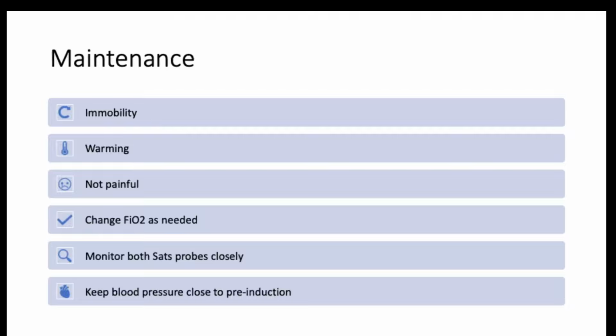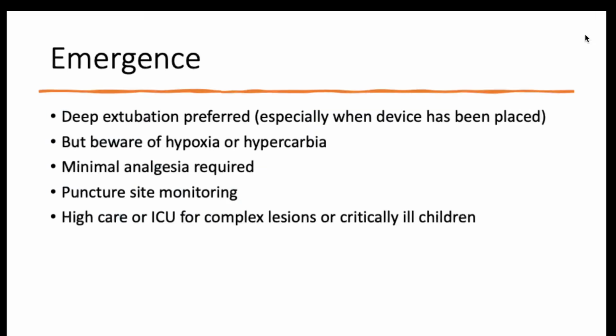Change your FiO2 up and down as needed. And remember, I told you that they're going to ask you to do measurements on 21%, and then they're going to ask you to do measurements on 100%. Monitor both SATS probes closely and try as much as possible to keep the blood pressure as close to pre-induction values as possible. On emergence, what do I do?